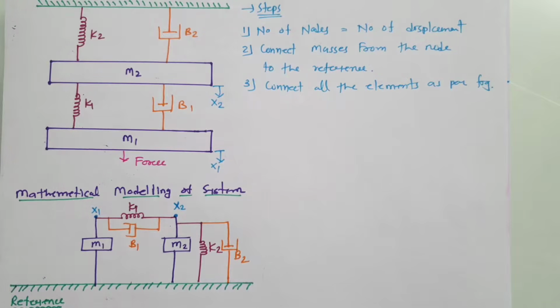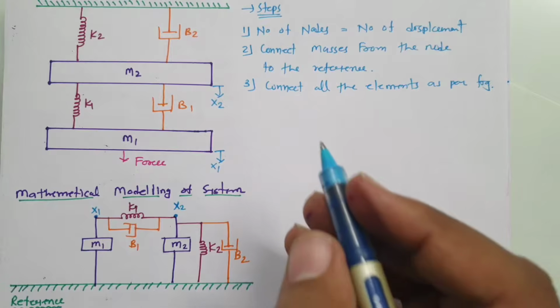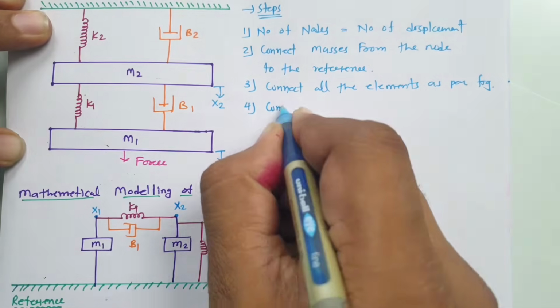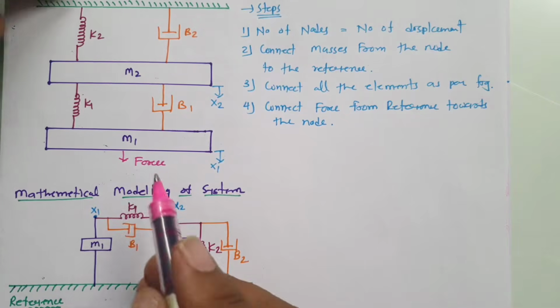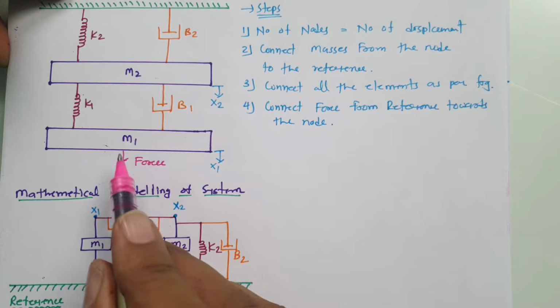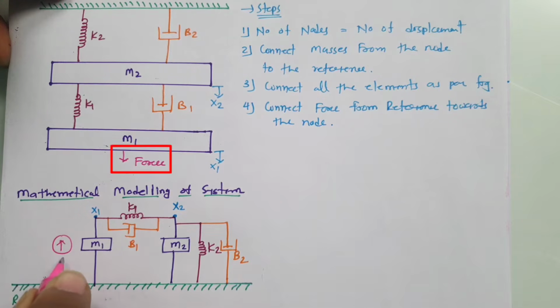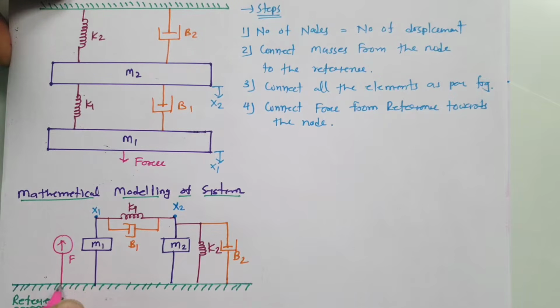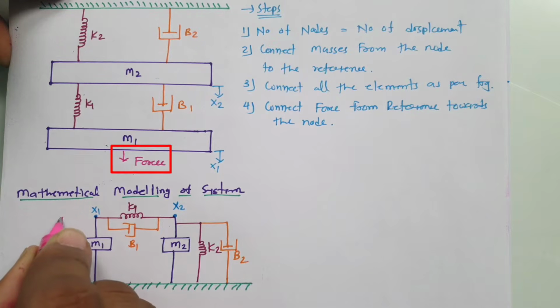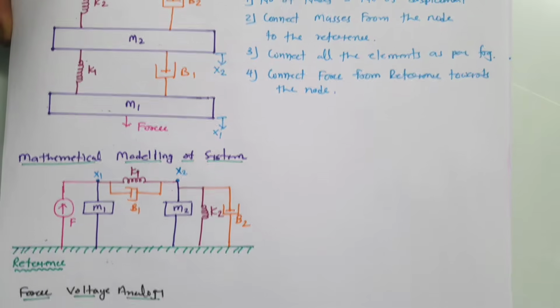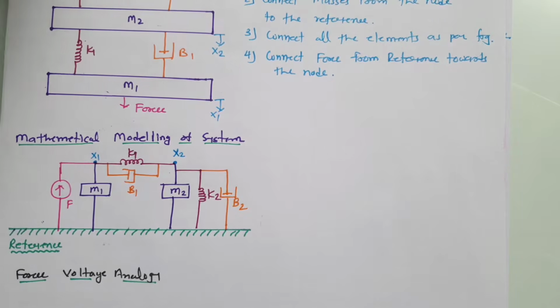Now in the fourth step, we need to connect the force from the reference towards the node. You see, here we have applied a force which is there along with x1. So we need to connect force F from the reference towards the node, and that node is x1 for this particular example. That is how we have the mathematical modeling.